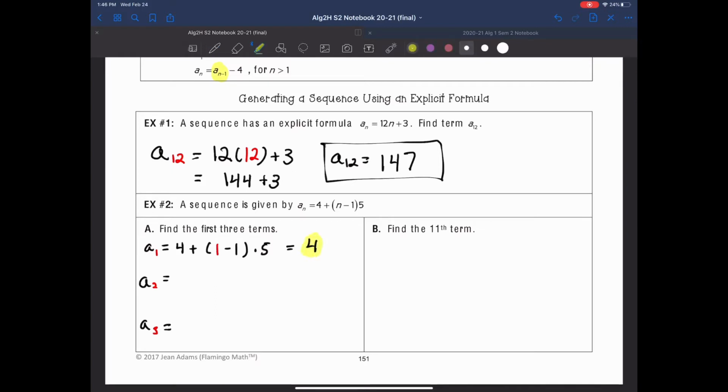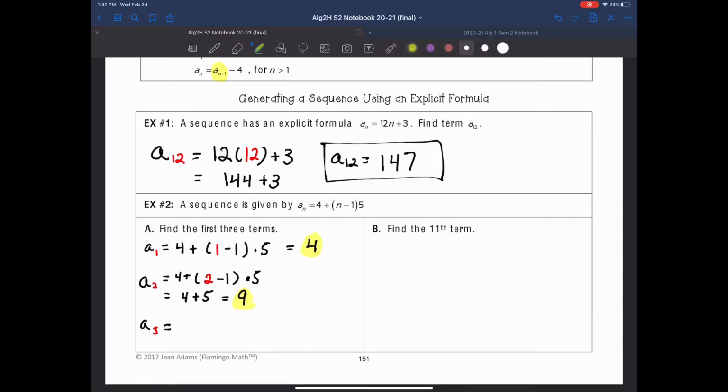Next one, we have a sub 2, so let's plug it in. I have 4 plus 2 minus 1 times 5. Now I know that 2 minus 1 is 1, so I'm going to have 1 times 5, or 4 plus 5, and 4 plus 5 is going to give me the answer of 9. So my second term of the sequence is 9.